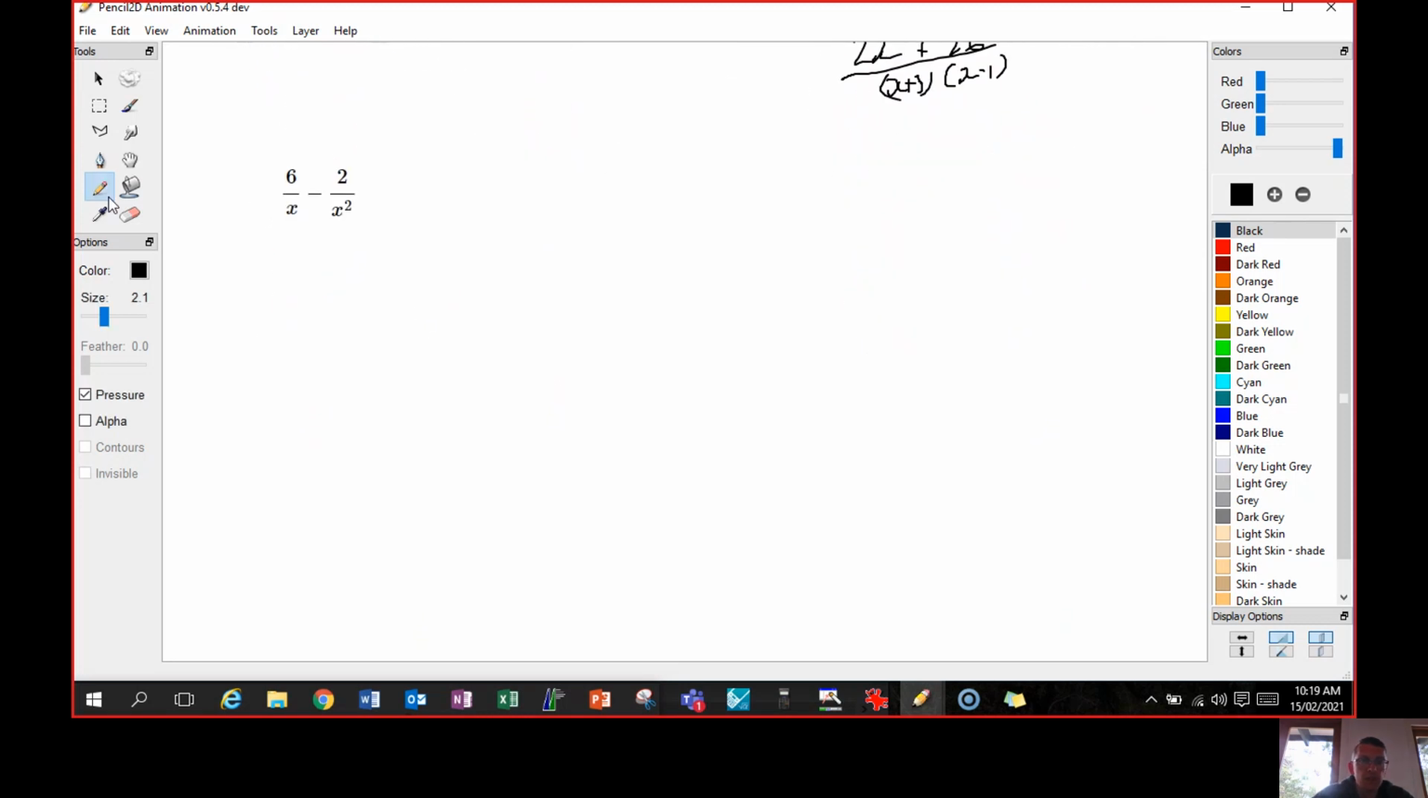The last one to finish it off, let's look at this one. This is 6 on x, and this is actually minus 2 on x times x, which is x squared. So to make this equivalent, I just need to times this by x to get it on x squared, and obviously then I need to times this by x as well. So that's going to make it 6x on x squared minus 2 on x squared, which leaves me with an expression 6x minus 2 on x squared, and that's as simplified as you can go.